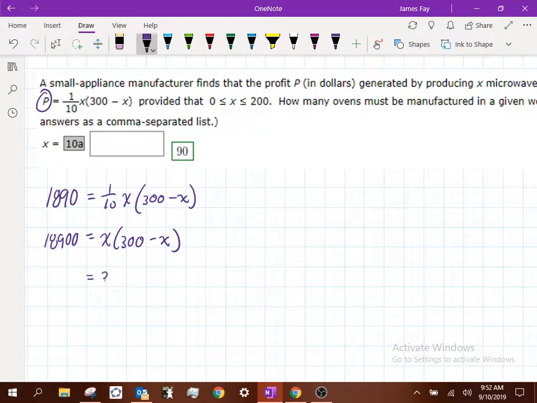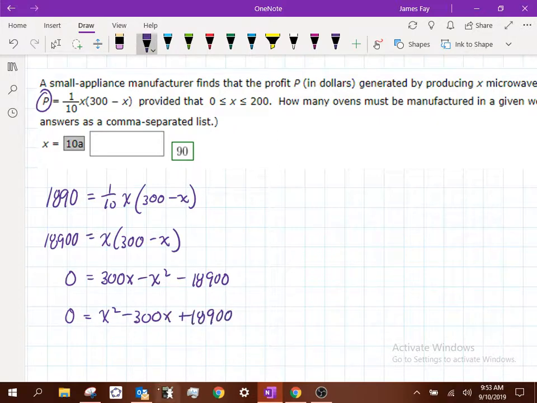So this is going to turn into 300x minus x squared minus 18,900. So now I'm going to rewrite this as x squared minus 300x plus 18,900. Now what I did there is I just used the commutative property, and at the same time I multiplied everything by -1. Is that okay? And now we've got to factor that.